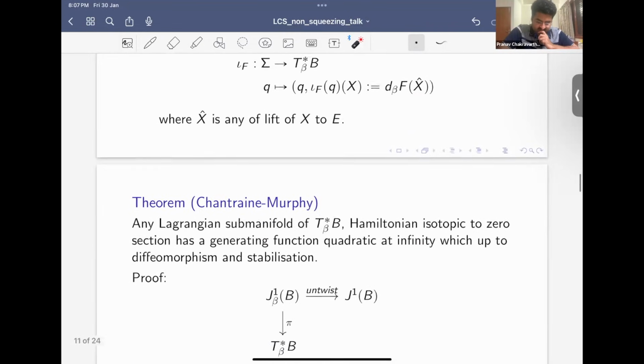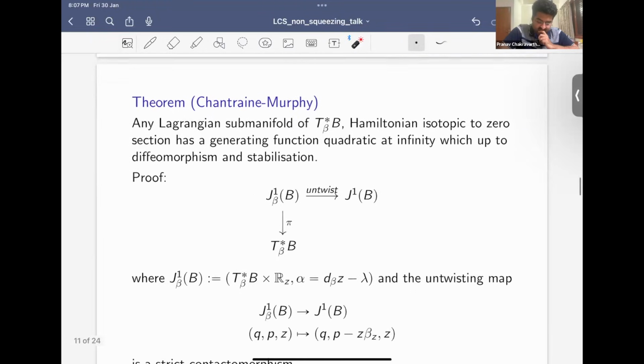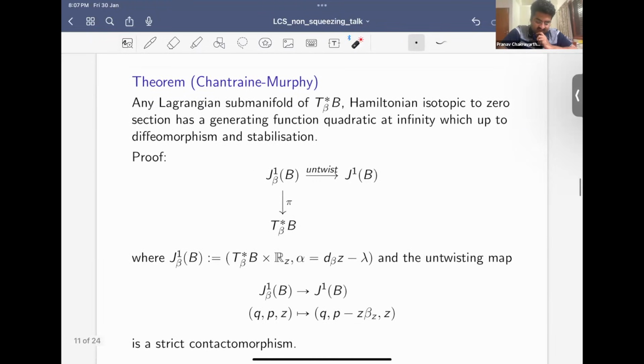Okay, so Chantraine and Murphy basically showed that any Hamiltonian isotopic to the zero section in the twisted cotangent bundle admits a generating function quadratic at infinity. And this is in fact, as is the usual case, unique up to diffeomorphism and stabilization. In fact, you don't need to work too hard to prove this because of the following observation that they had.